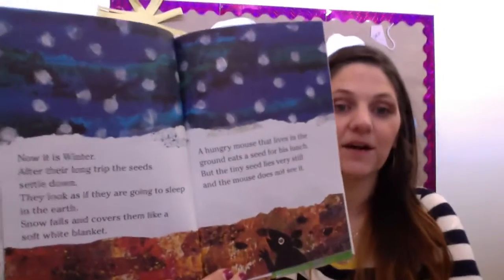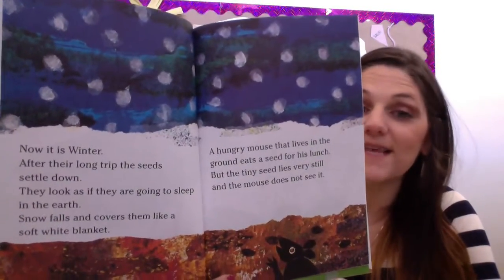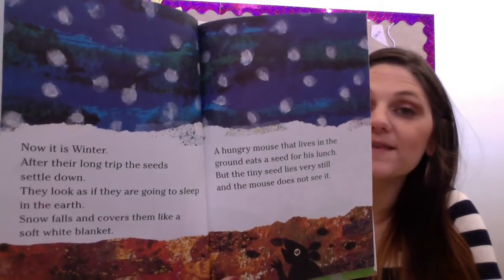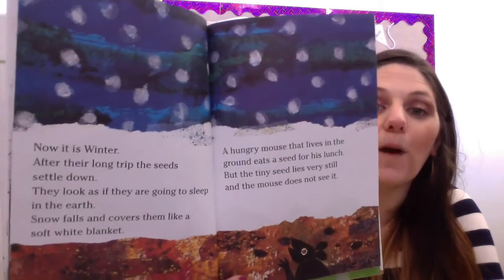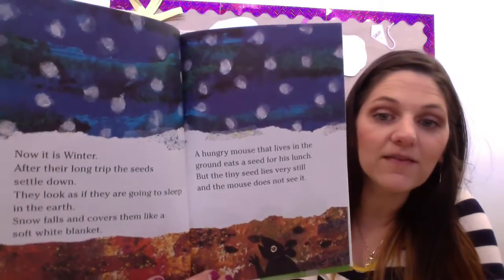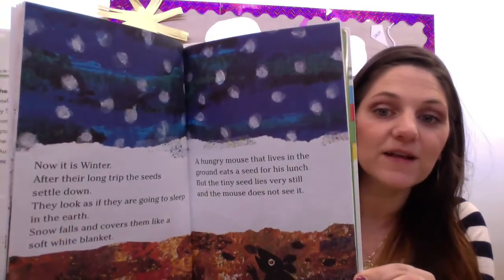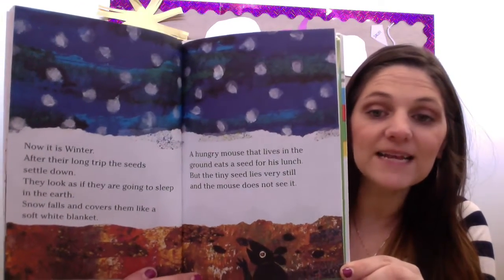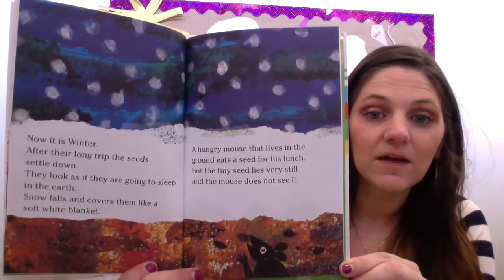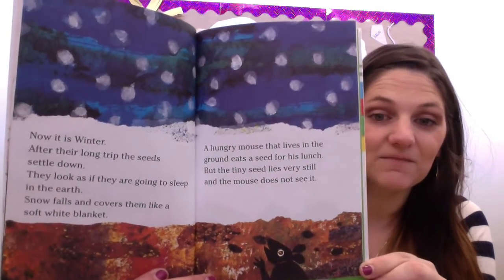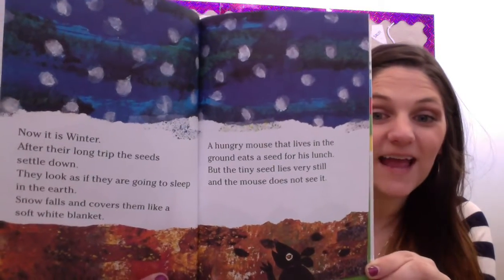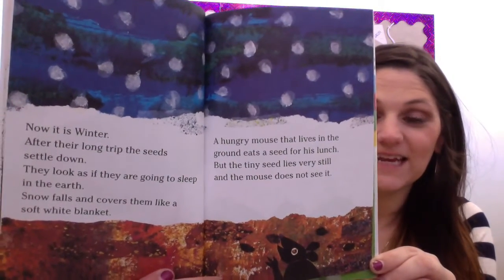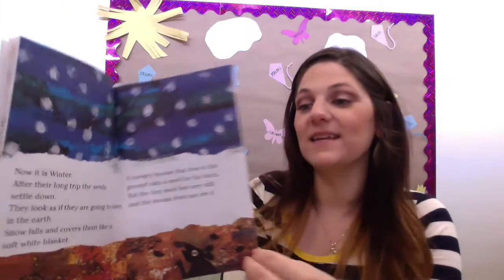Now it is winter. After their long trip, the seeds settle down. They look as if they're going to sleep in the earth. Snow falls and covers them like a soft white blanket. A hungry mouse that lives in the ground eats a seed for his lunch. But the tiny seed lies very still, and the mouse does not see it. That tiny seed is lucky once again. He didn't get eaten by the bird, and now he did not get eaten by the mouse.